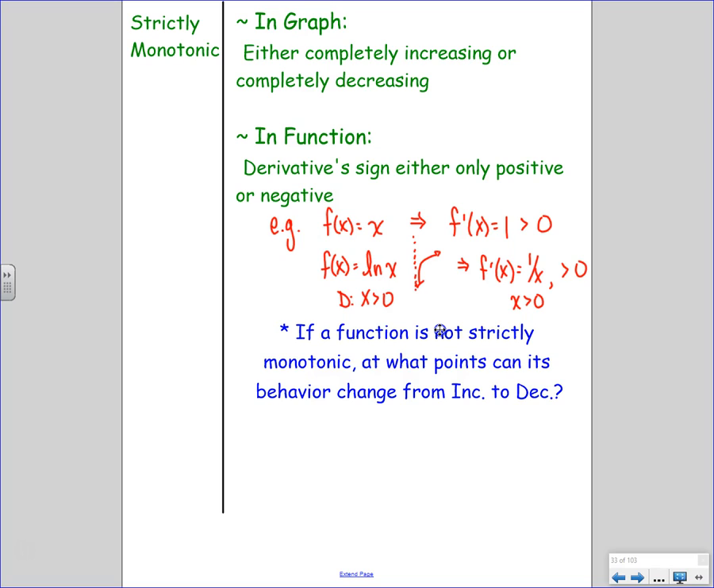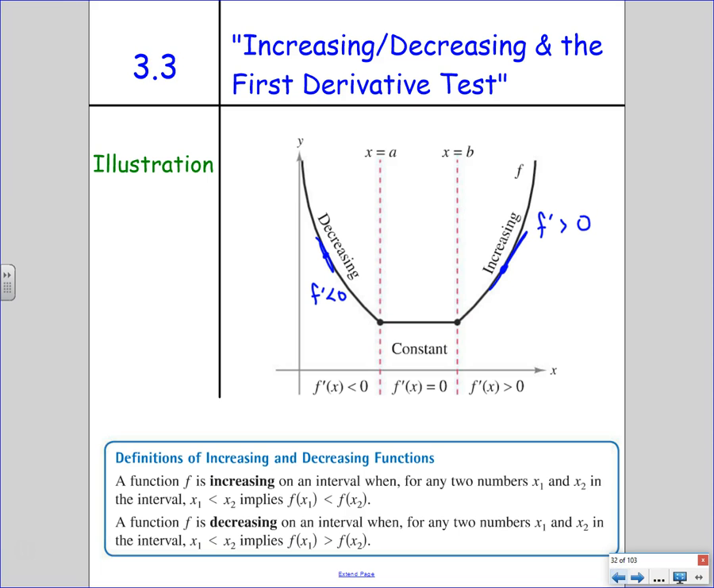If the derivative is positive, what's the function doing? Increasing. If the derivative is positive, pushing up, right? It's increasing. If the derivative is negative, it's decreasing. Well, how can a function change from increasing to decreasing? Well, how can a derivative change from positive to negative? What has to be in between a positive and a negative? A 0. And what's a 0 of a derivative? A critical number.